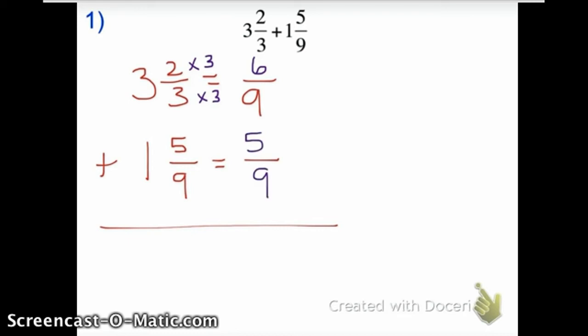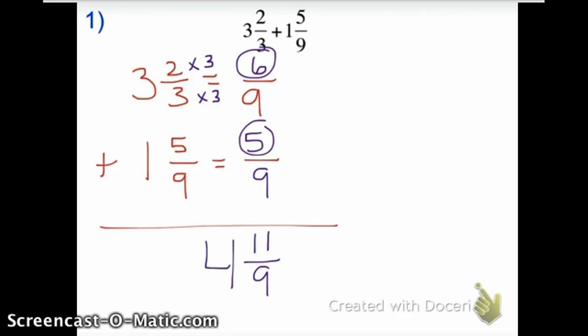So you're adding, so you want to add the numerators again, just like we did before. We get 11 ninths. And then probably the most common mistake kids do is they forget to come back and add these whole numbers up. So don't forget to do that. So 3 plus 1 is 4.